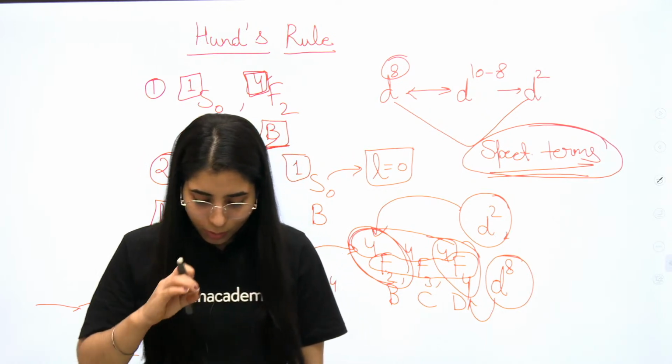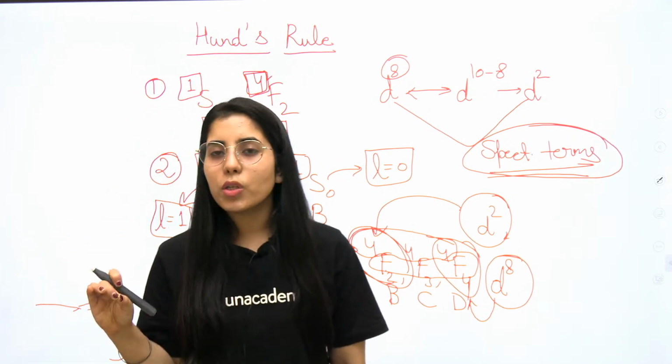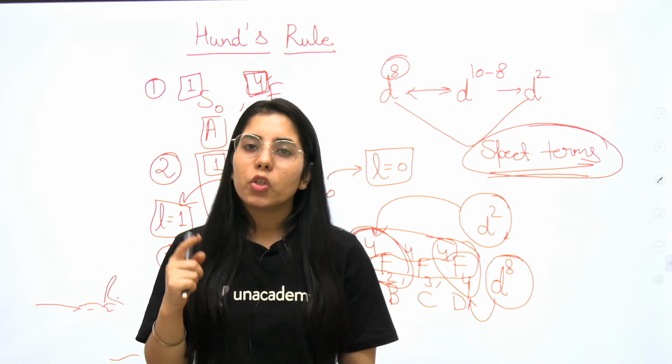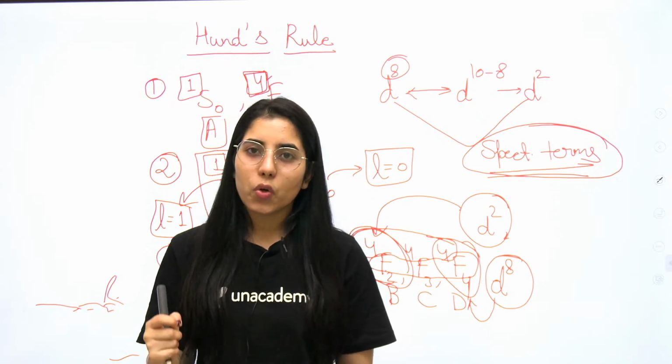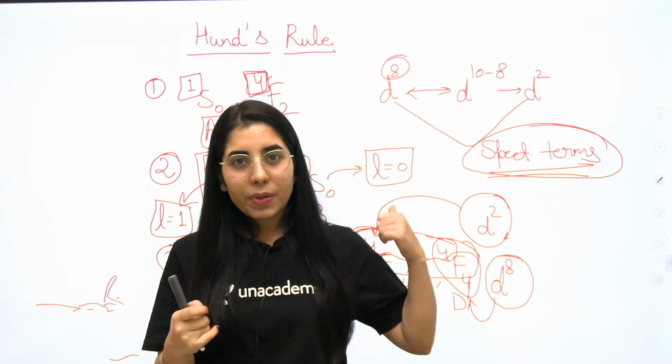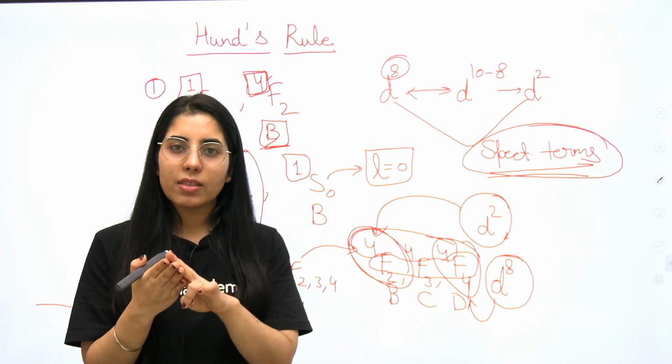Guys, there is no such definition for Hund's rule. There are points by the Hund's rule which are going to help you to get the ground state spectroscopic terms, and all the points I have mentioned just now, I've even repeated them. So 4 points you can consider.